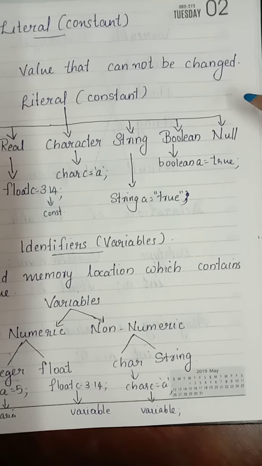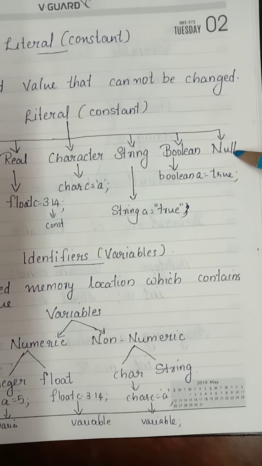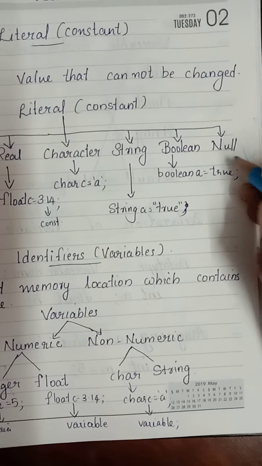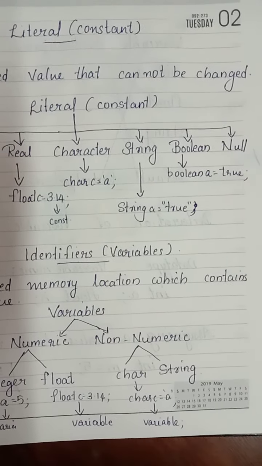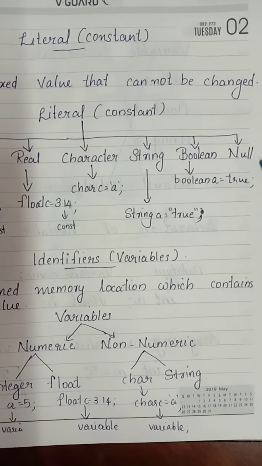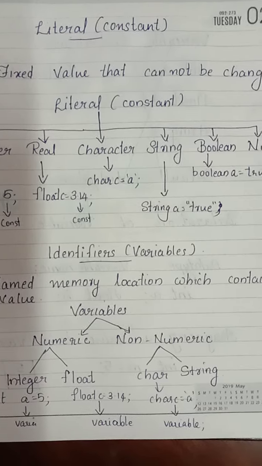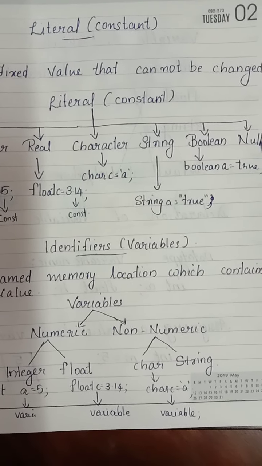Next one is null constant. It is represented as \0. It is applied as a string terminator, for marking the end of a string.